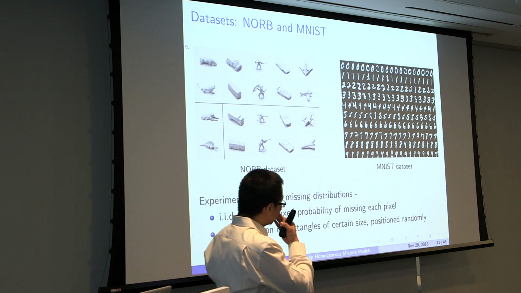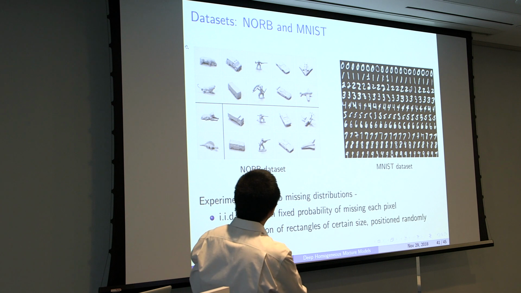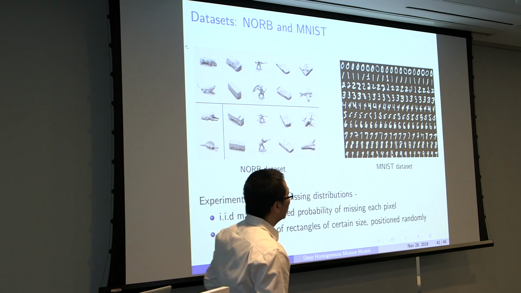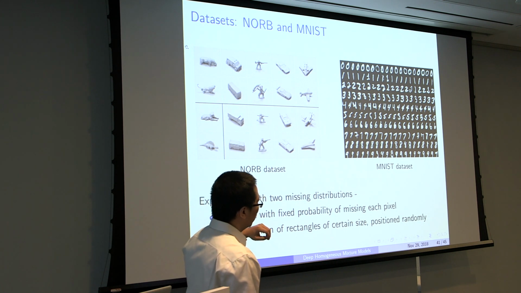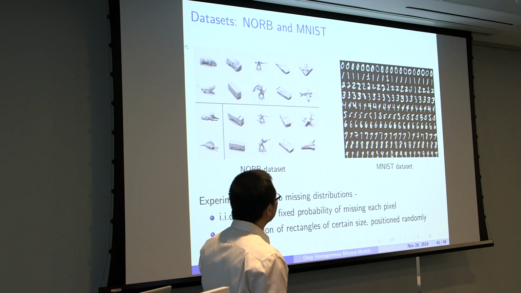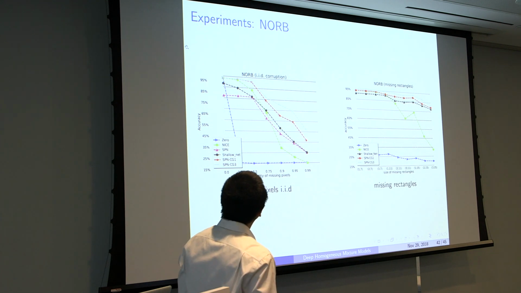We also tried this on some missing data imputation experiments. So we take these 2 data sets, and then we randomly remove some pixels, and because we can estimate the density function using the algorithm I just showed you, you can actually try to re-impute these missing pixels. This is what we got on the LOB data set.